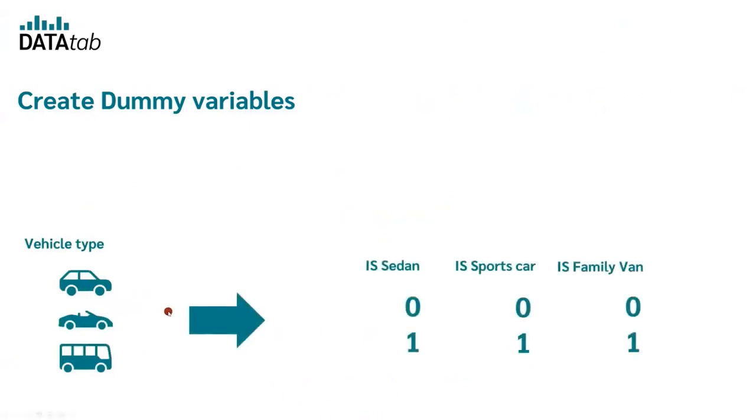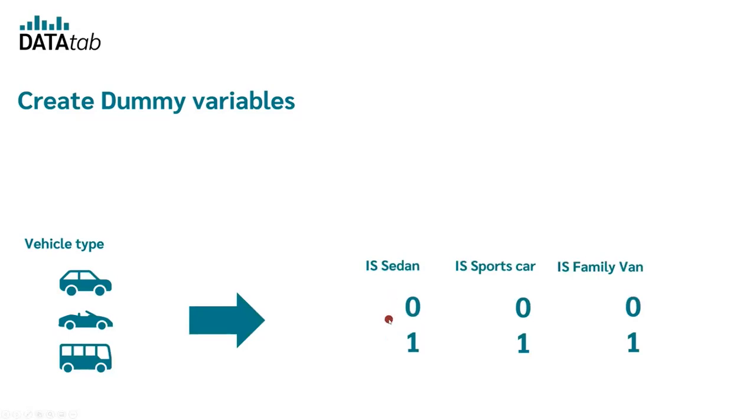In order to use categorical variables in a regression, we have to create dummy variables. This means that we simply create 3 new variables. Each new variable has 2 characteristics.